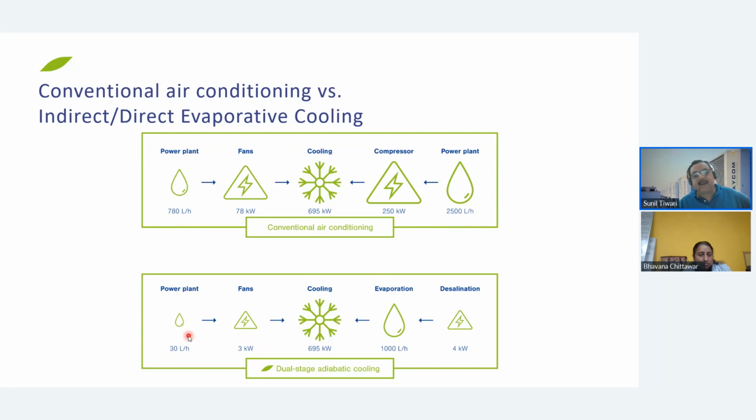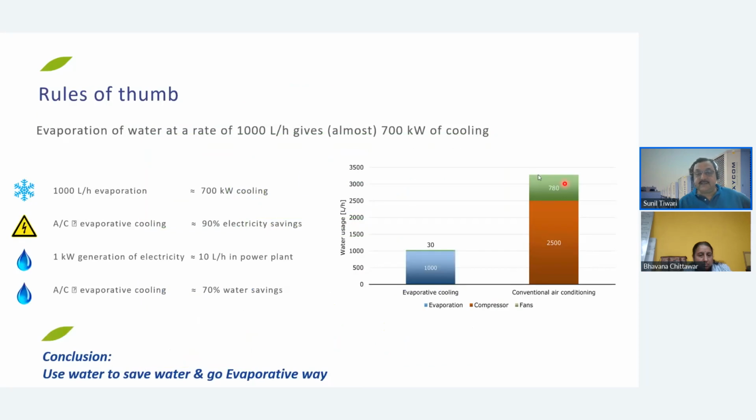That means on the power plant, you are going to consume only 30 liters per hour. And at the point where you are using the evaporative cooling, you will consume 1000 liters to produce this cooling. So 1000 plus 30, this is the only water which is needed. Another way of looking at it is this. With evaporative cooling, we are talking of 1030 liters of water for producing 695 kilowatt of cooling.